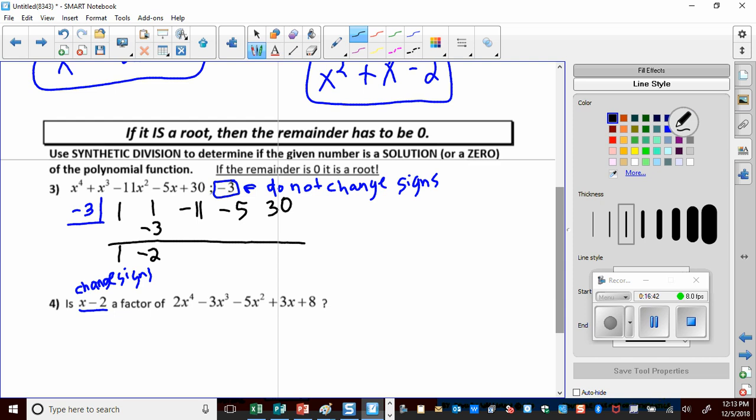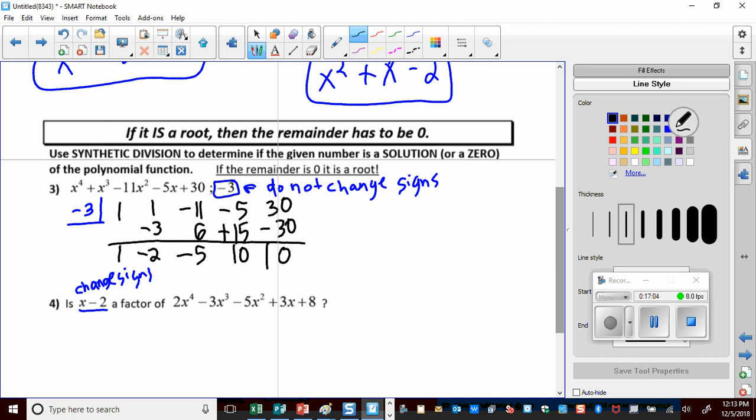-2 times -3 is +6. -11 plus 6 is -5. -5 times -3 is +15. That gives me 10. 10 times -3 is -30, and I get a remainder of 0.